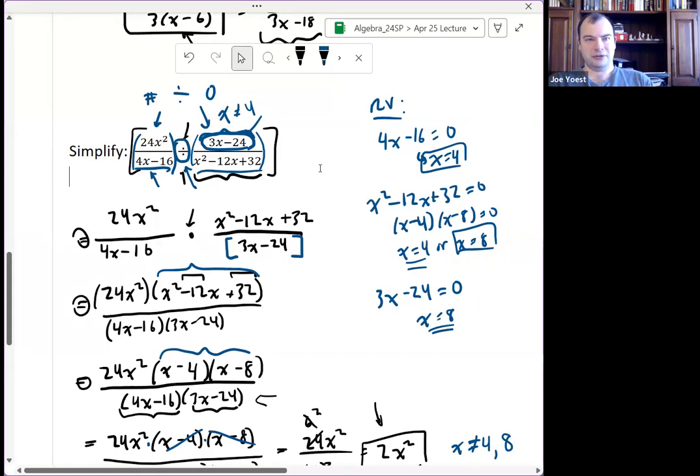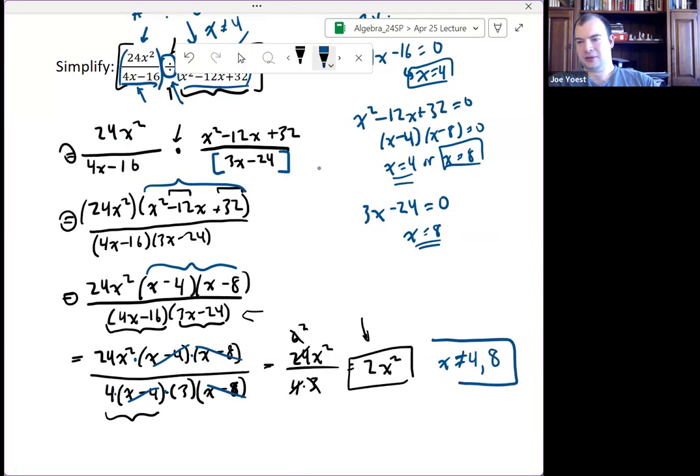Note that 24x squared being 0 is not a problem. It's in the numerator of the first fraction. So if it's 0, it's just 0 over some number, which is just 0. And it's not after a divided by sign. So the 24x squared, I don't care if it's 0 or not. I can plug in x equals 0 with no problem.